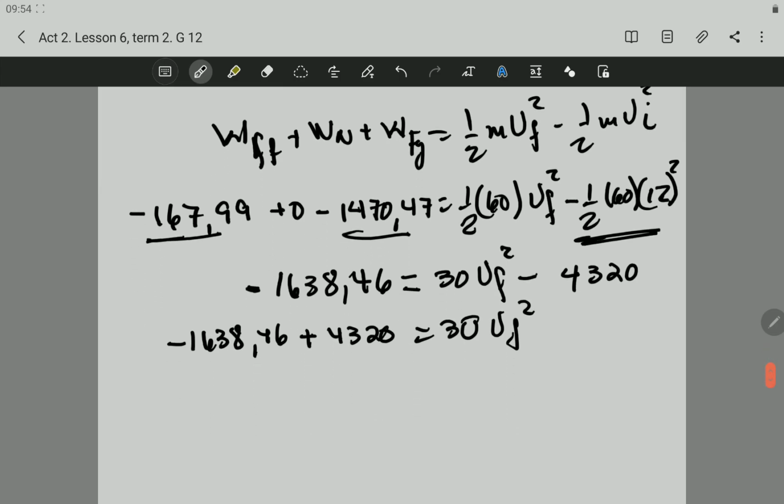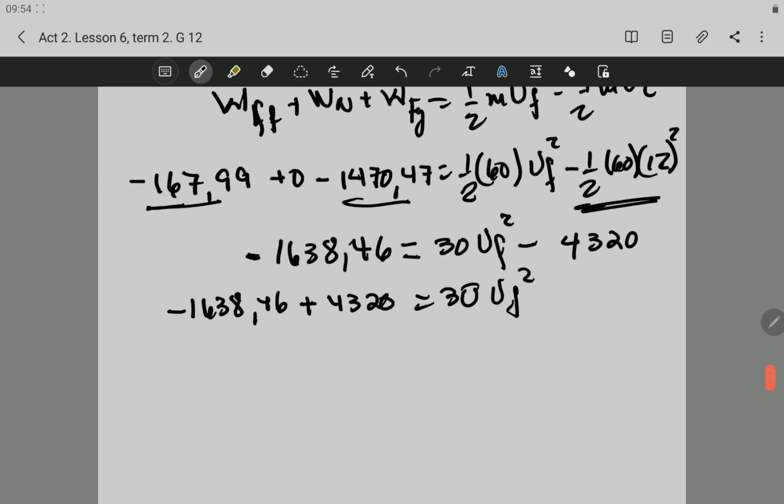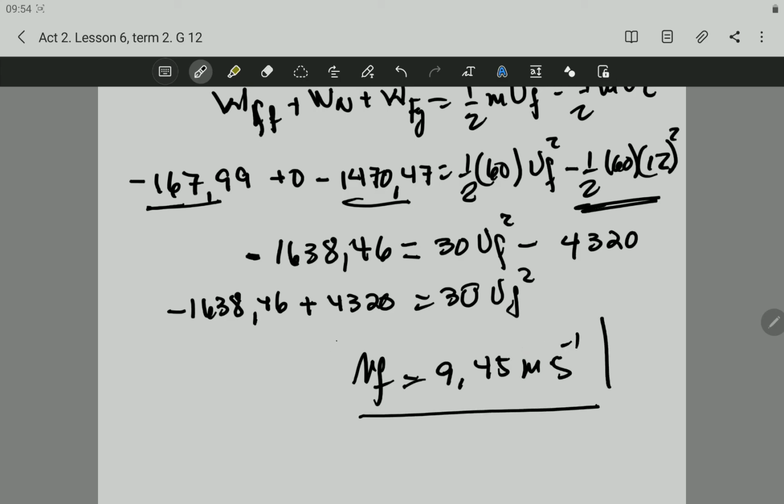And when you solve this, guys, which I'm not going to do right now, the final speed will be equal to 9,45 meters per second. That is the answer using the work energy theorem. Thank you very much. You have the two options.